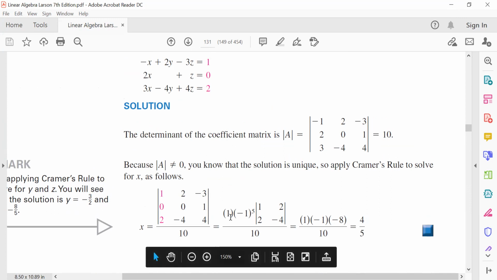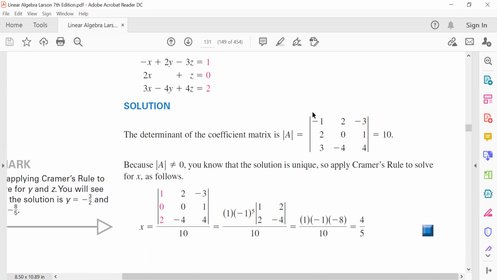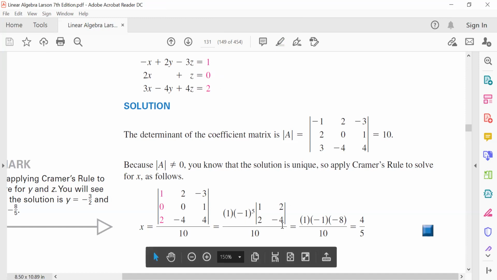Now, when we write this out, we notice that when I make this replacement of 1, 0, 2, I have 2 zeros in the middle row. So we're going to use the middle row, and we just have to do 1 times negative 1 to the 5th power, which is negative 1, times the determinant of 1, 2, 2, negative 4, which is what's left, and that just becomes 4, and dividing it by 10 becomes 8.